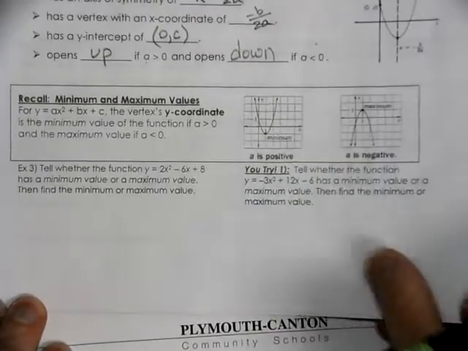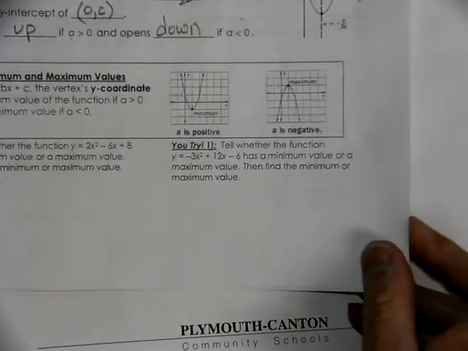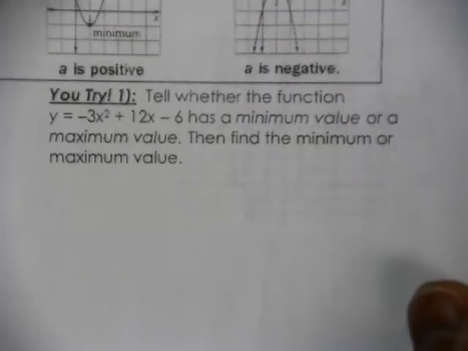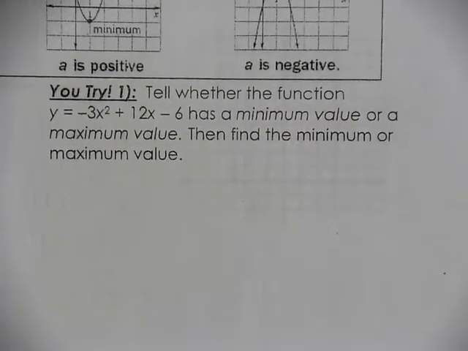So we're going to look at this equation. Let's actually start with this second one. It comes out, I think, a little bit cleaner, and then we'll try the tougher one. All right, we'll try this one first. Tell whether the function has a minimum or a maximum. So you have to think about what part of the equation gives us this hint. What are we looking at to help us decide that?